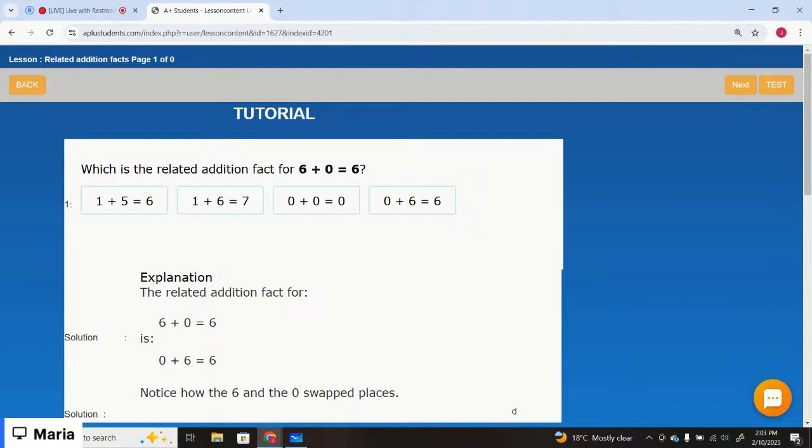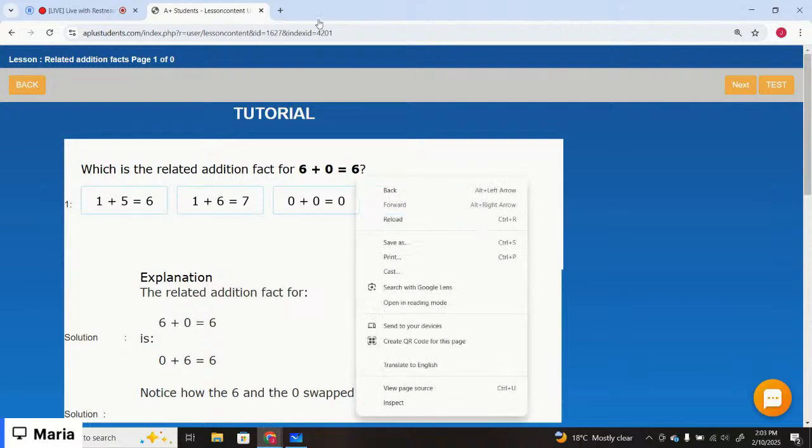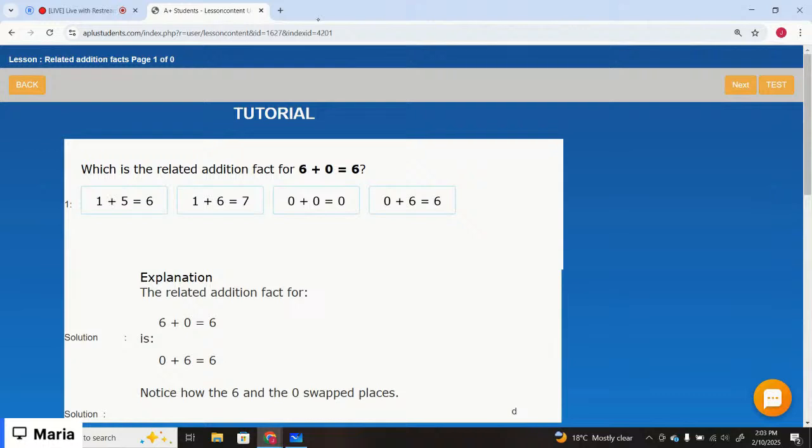The related addition facts are the sentences, either addition sentences or subtraction sentences, in which all three numbers are exactly the same in both sentences, just their positions are swapped. Like here you have 6 plus 0 equals 6. The one in which the positions are swapped is 0 plus 6 equals 6. The numbers are exactly the same. So 6 plus 0 equals 6 or 0 plus 6 equals 6, they are the related addition facts.